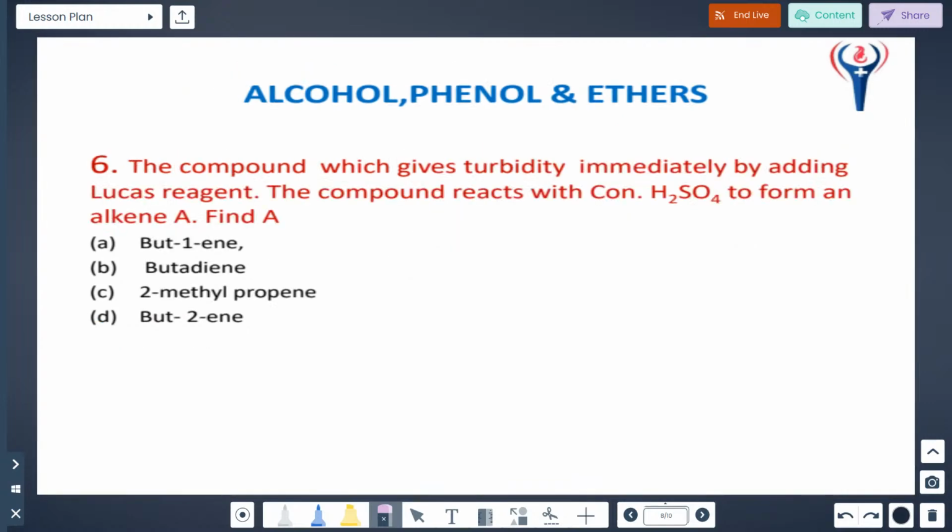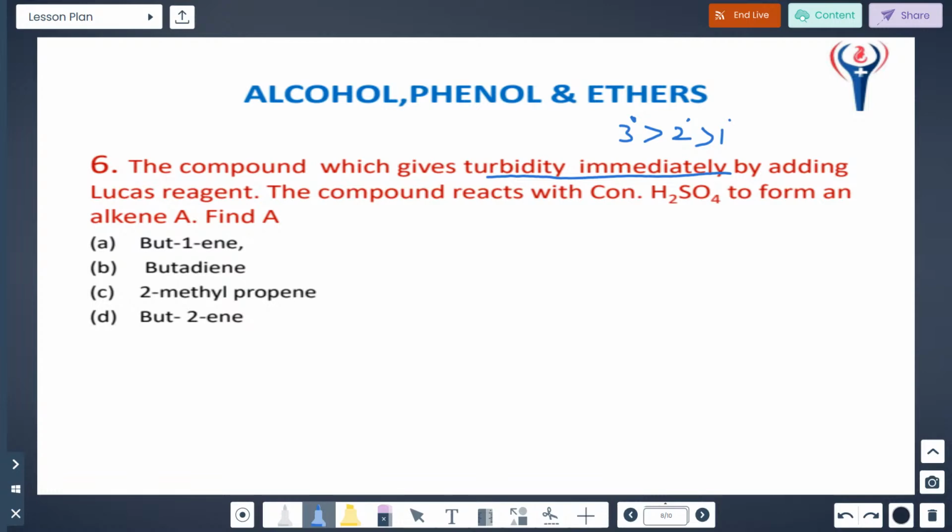Sixth one. The compound which gives turbidity. Turbidity immediately means you must know: tertiary reacts immediately, then secondary more slowly, then primary. So tertiary. Which compound? This is a tertiary compound. It reacts with concentrated sulfuric acid to form an alkene. Find A. That's the question.